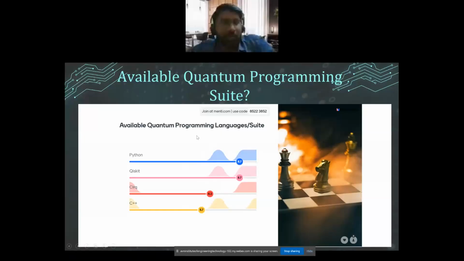Okay, I see. I think Python, Qiskit, and Cirq, these are the three available programming suites out of these four. C++ is not under this one. So the first three are the quantum programming languages or suites available in the market. Okay, I'll go to the next one.